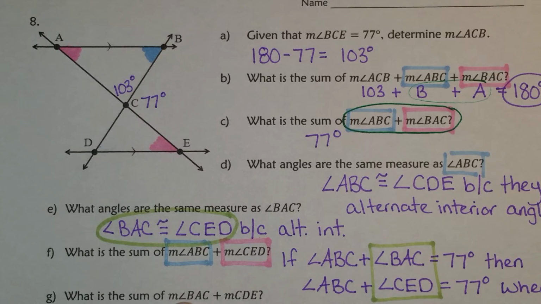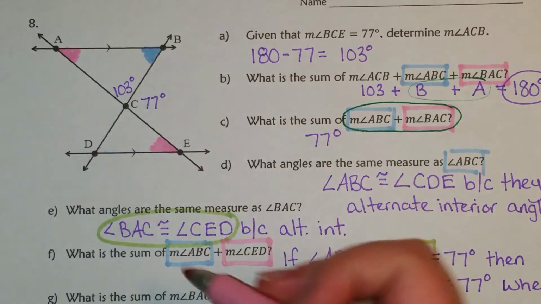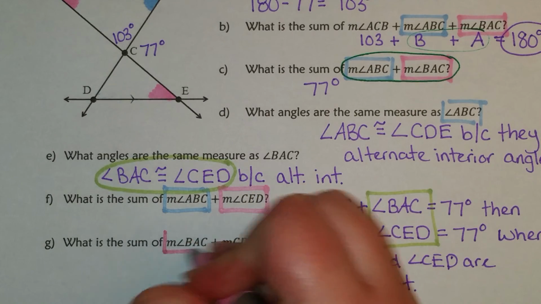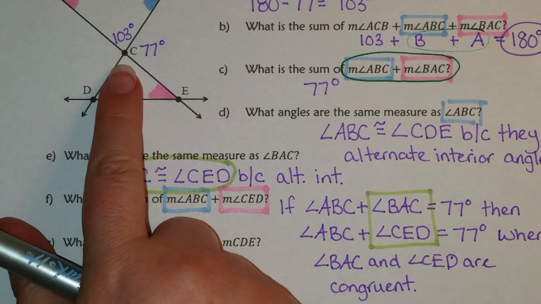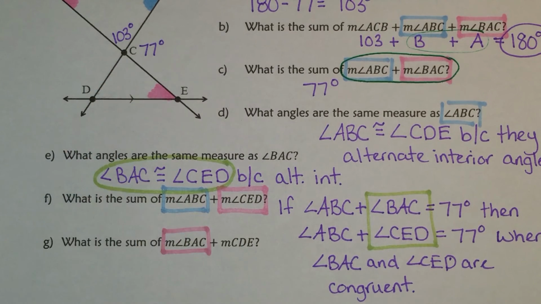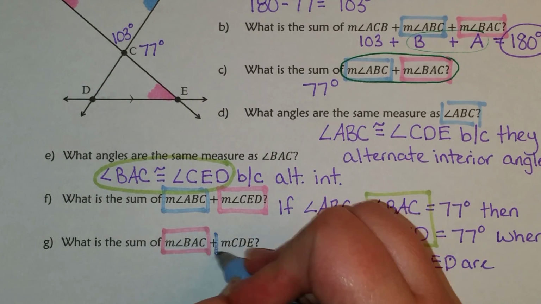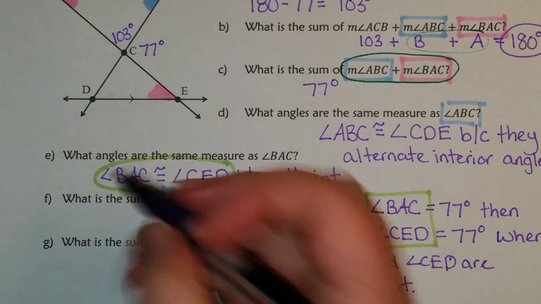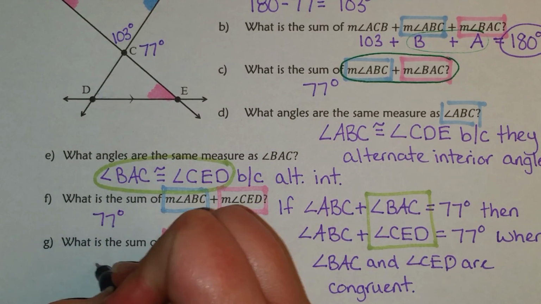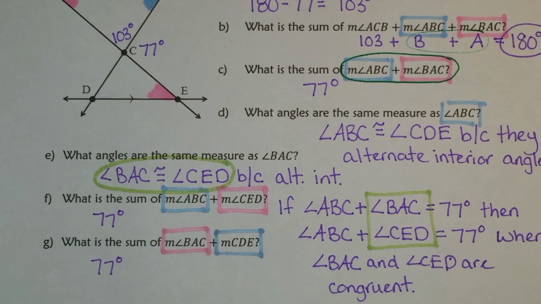Now, angle BAC is a pink angle, and angle CDE is a blue angle. So with what we just said, I know that both of these are 77 degrees.